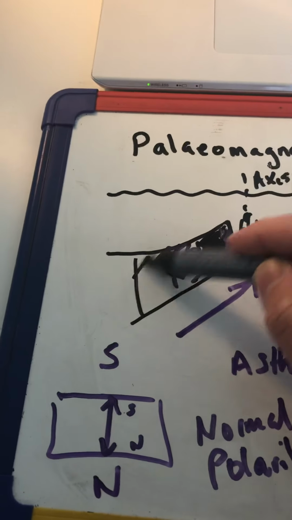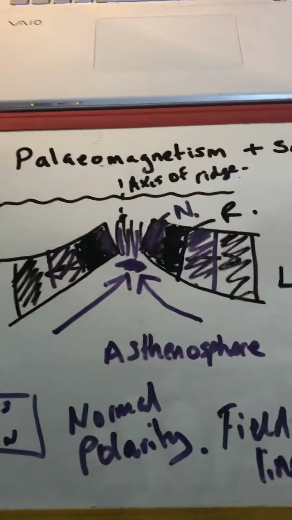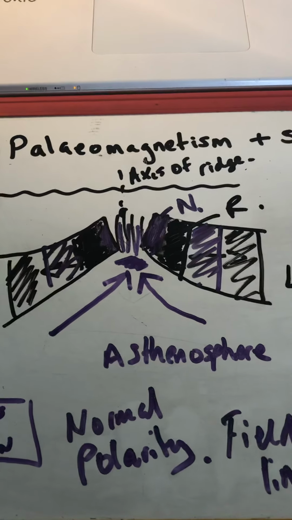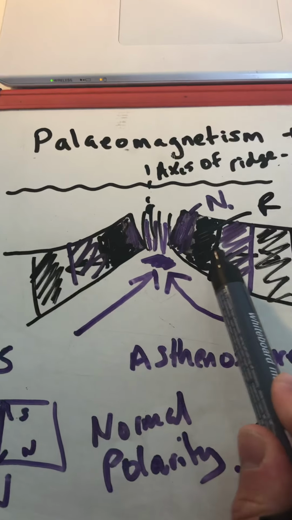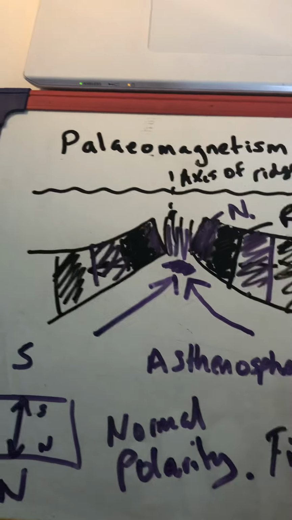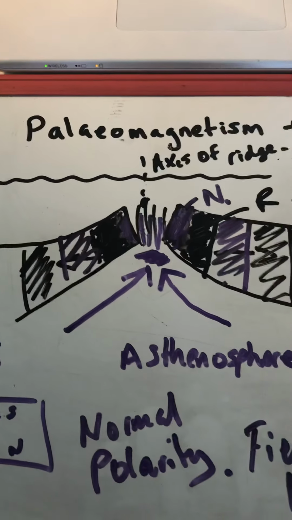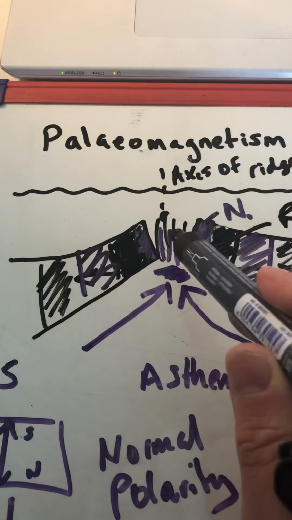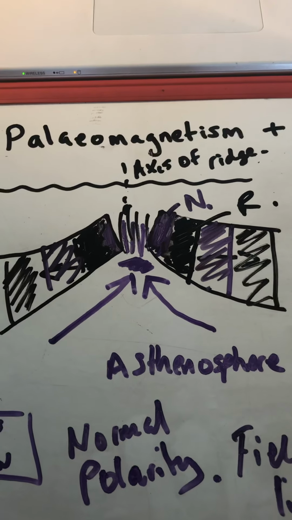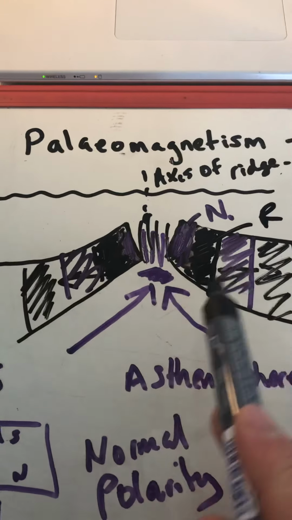So what you get is a map of the stripes in the ocean. Obviously the ocean floor just looks black because it's just basalt, but you'll get a series of normal, reversed, normal, reversed, normal, reversed. And what you see is the pattern is symmetrical either side of the ridge, and it's young basalt at the ridge, old away from the ridge. So this is what confirmed seafloor spreading.